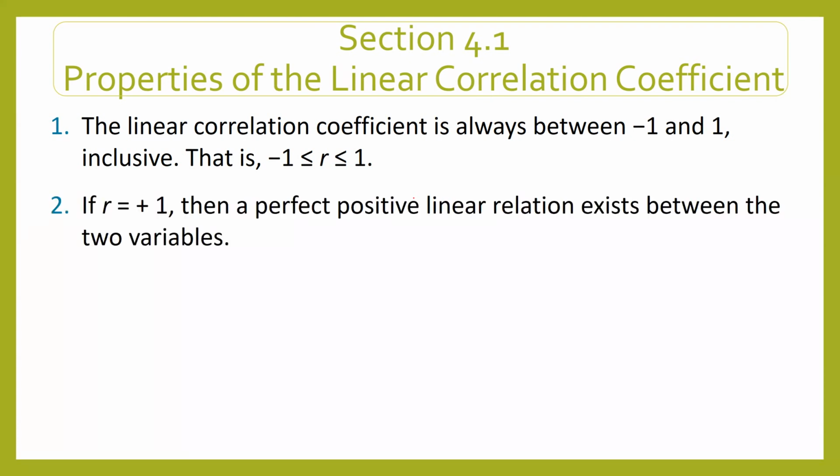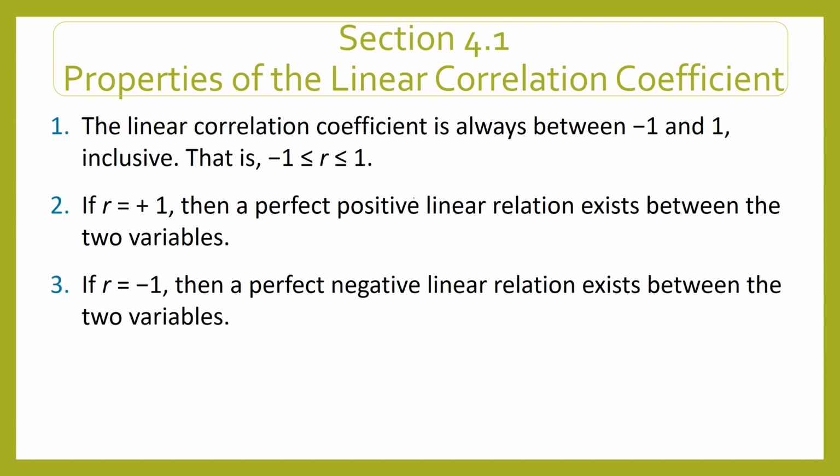That's the first property. Secondly, when you have R to be exactly 1, we have what we call a perfect positive linear relation. When R is exactly -1, I'm talking of the extreme right now, the extreme left now, then we have a perfect negative linear relation. So +1, perfect positive linear relation; -1, perfect negative linear relation.